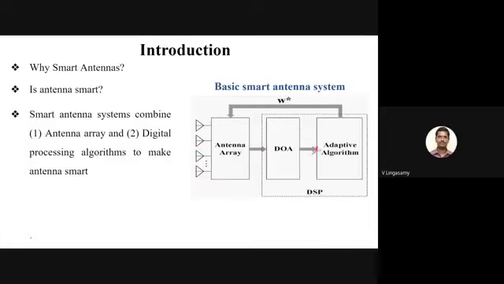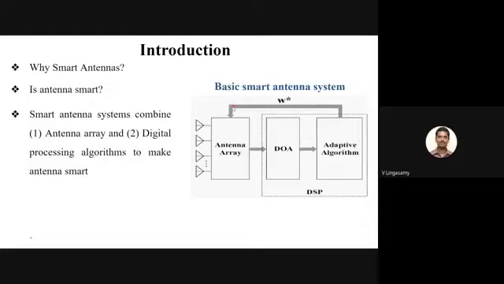Then we are using an adaptive algorithm. There are two kinds of beamforming algorithm you can use: switched beamforming or adaptive algorithm based beamforming. The difference we will see later. This is basically a DSP process, a digital signal processing unit. Here this algorithm will run; you might have heard of the LMS algorithm and maybe the MMRC algorithm. Many other algorithms are available. It will estimate the direction of arrival, and then it will calculate the weights.